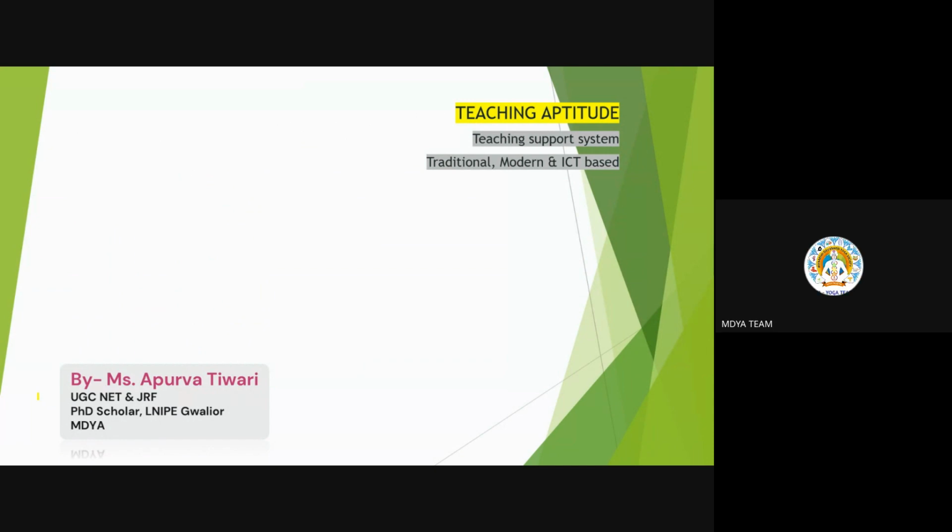Ma'am. Okay, so today we are going to start teaching support system. We will look into the support systems that were there in traditional teaching, modern teaching, and ICT based teaching. ICT is information, communication, and technology based teaching. What are the things that help the teacher while teaching in these setups? We will look into that.